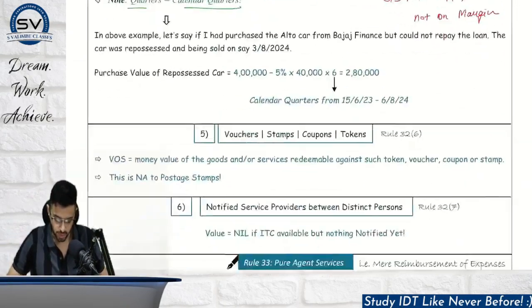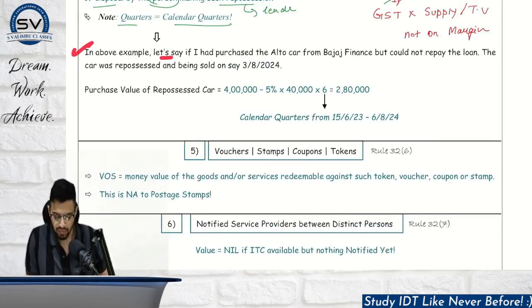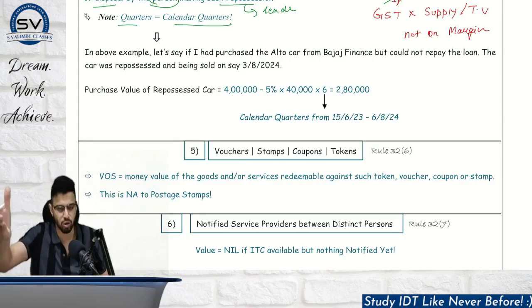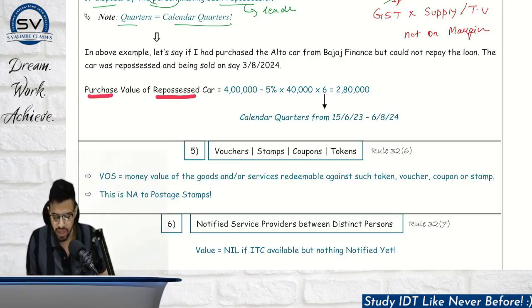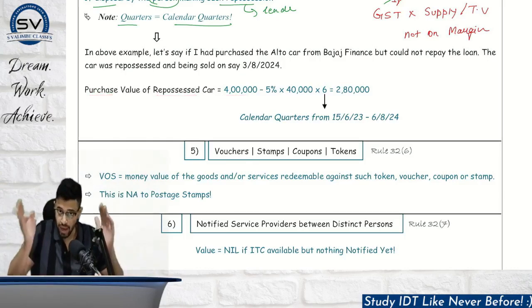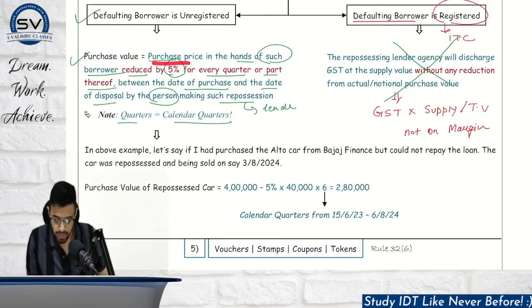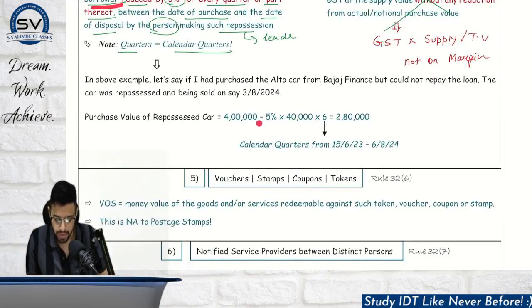Let's see this particular example. In the above example, let's say I had purchased the Alto car from Bajaj Finance, but I could not repay the loan. The car was repossessed and now it is being sold on, let's say, 3rd August 24. The purchase value of the repossessed car, here I have taken 4 lakh. You can take this as 4,72,000 including GST. But let's assume the total value of the car as 4 lakh. The purchase value of the repossessed car will be 4 lakh. That is the cost in the hands of the original borrower. Please read this: purchase price in the hands of the original borrower minus 5% of 40,000 into 6.